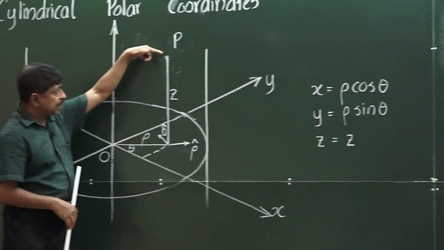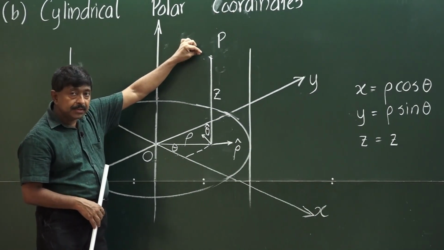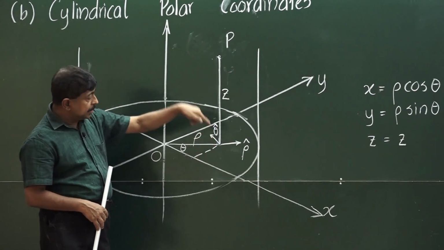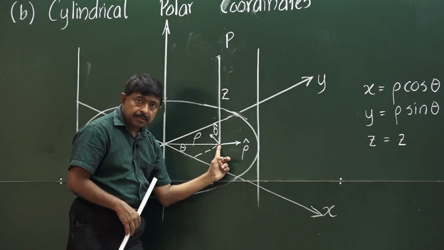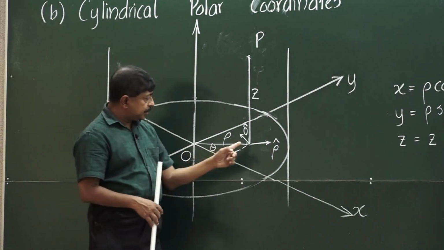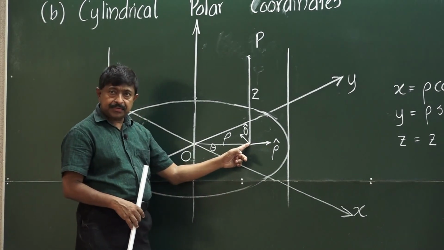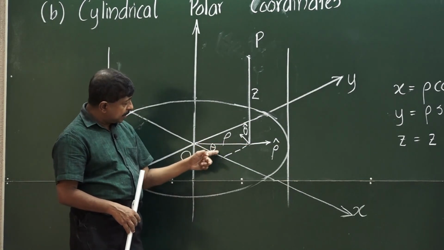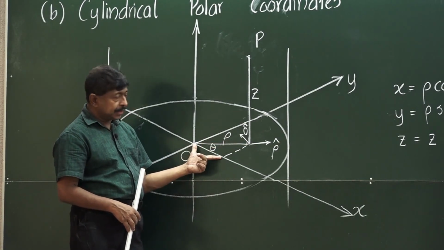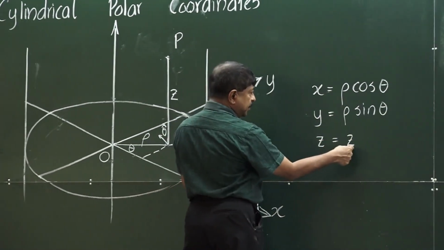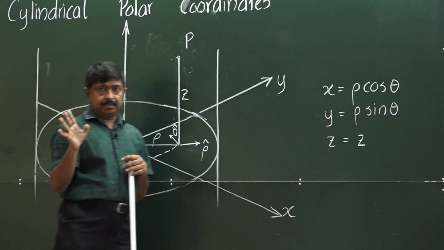Again, let me tell you what it is. If you have any point in the space, you first project it onto the xy plane, then express that point, since it is on the xy plane, in polar coordinates. So, if the distance is rho and this angle is theta, x is rho cos theta, and y is rho sin theta, and z stays as z.